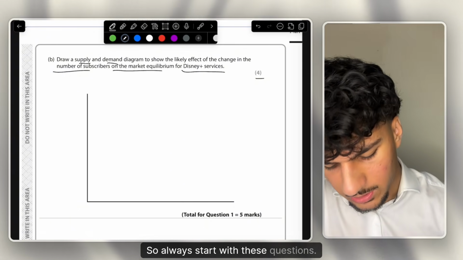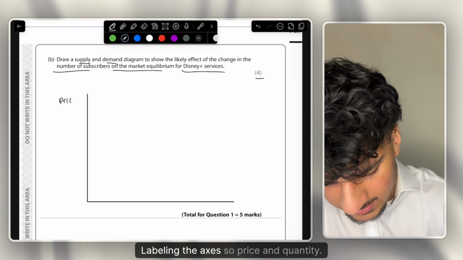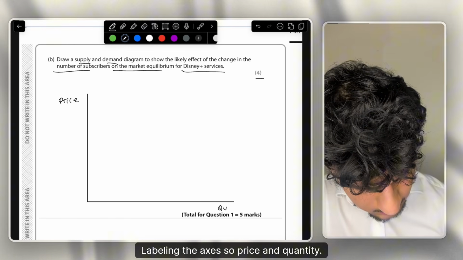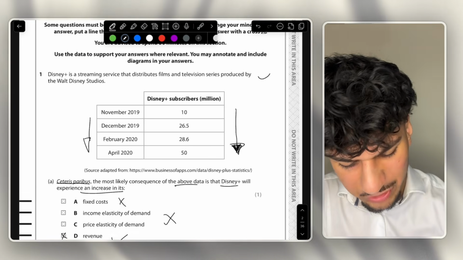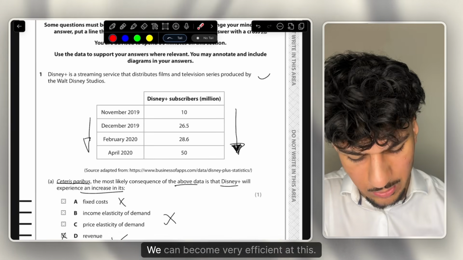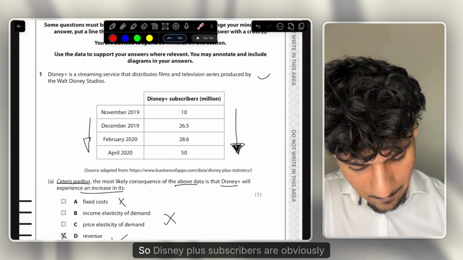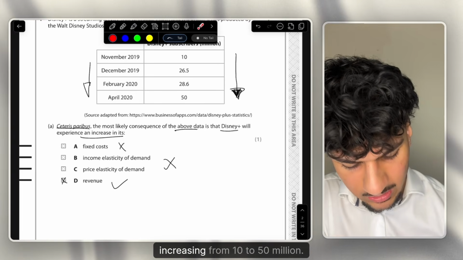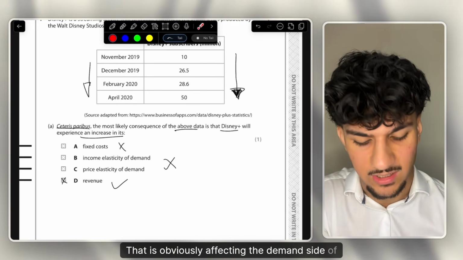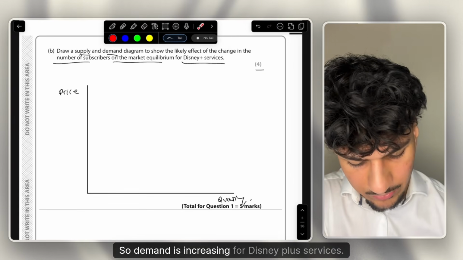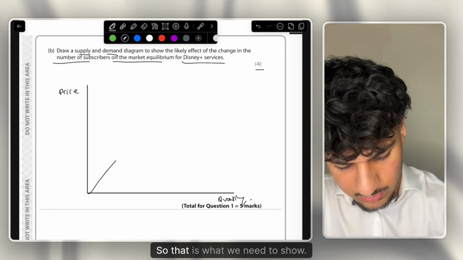So always start with these questions by labeling the axes, so price and quantity. That should be a mark there. Now, what's happening? What do we say? Again, we've already analysed the table. It's much faster. We can become very efficient at this. So Disney Plus subscribers are obviously increasing from 10 to 50 million. What does that mean? That is obviously affecting the demand side of things. So demand is increasing for Disney Plus services. So that is what we need to show.